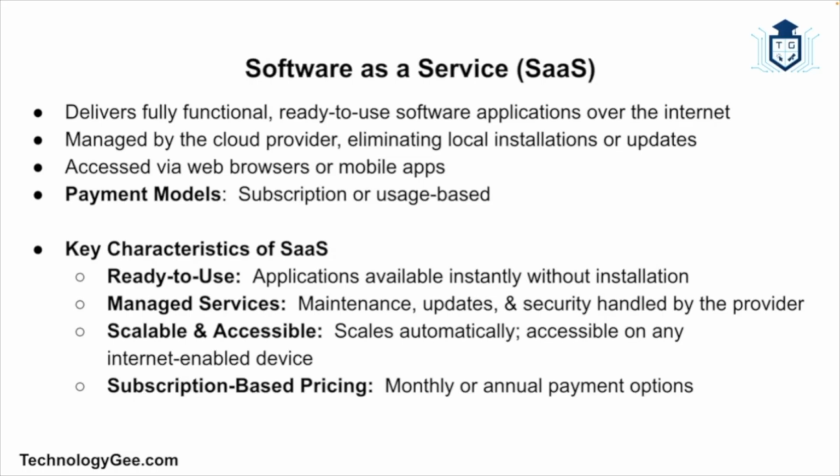And some of the key characteristics of software as a service are as follows. So they are ready to use. So applications are available instantly without installation. They offer managed services. So the cloud provider handles maintenance, updates, and security. They are scalable and accessible. So the applications can scale automatically and can be accessed from any device with an internet connection. And they offer subscription-based pricing. So users pay for software on a monthly or annual subscription basis.